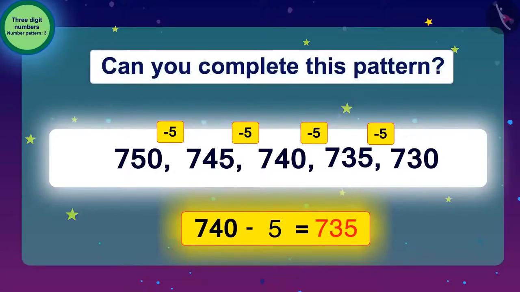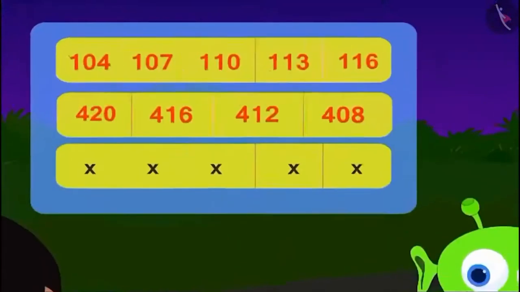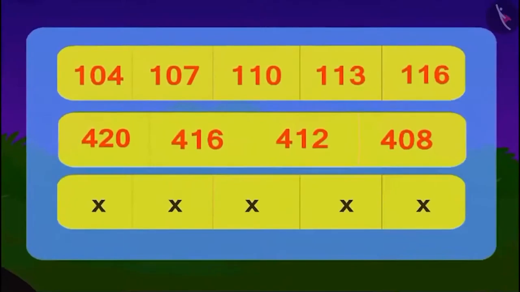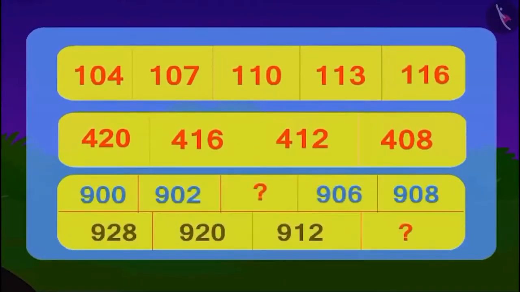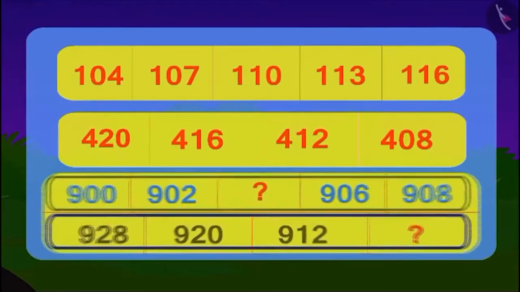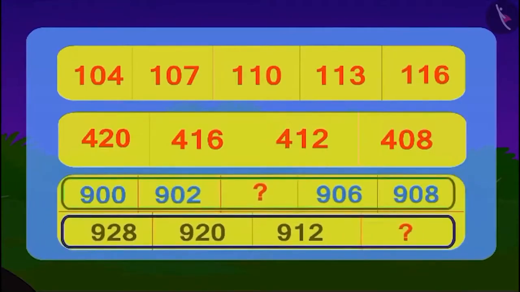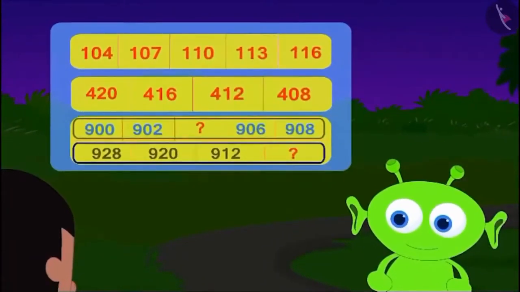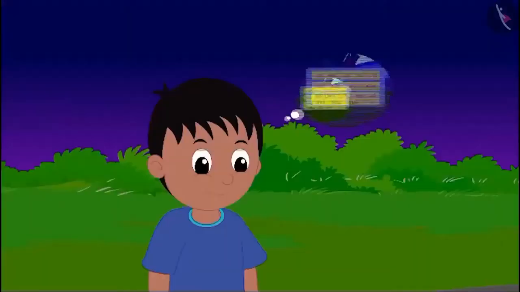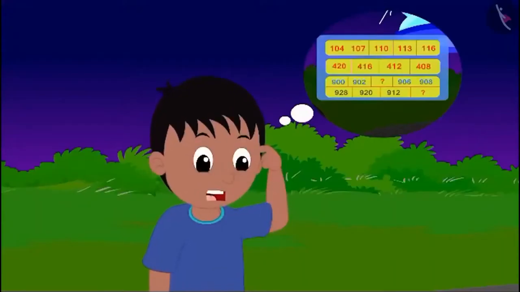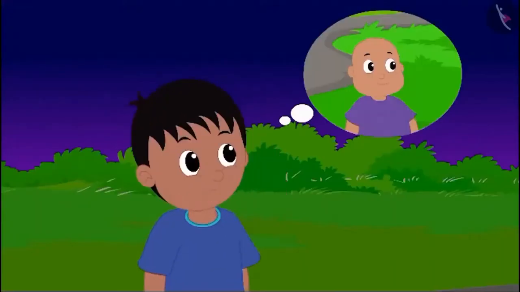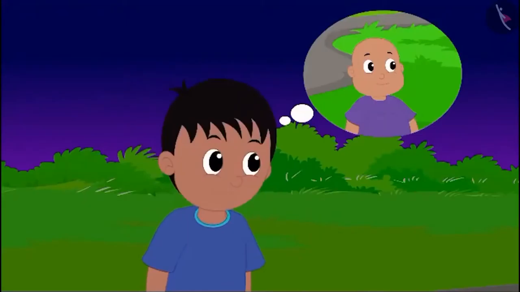Children, could you also identify the pattern? Let's see, what is the next code given by the alien? Oh, no! We can see two different number patterns here. This time, the alien showed Raju two number patterns and asked, what is that number which can be written in the empty spaces of both the numbers? Raju was nervous after seeing two patterns, but he needed to save Bablu under any condition.